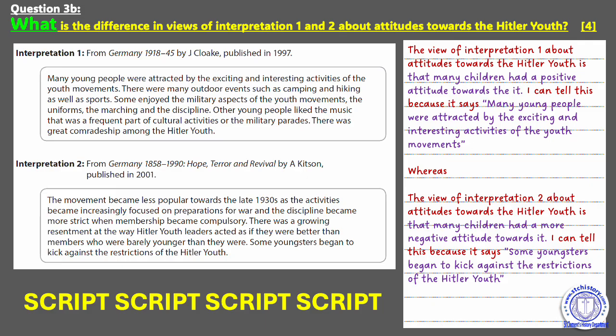The view of interpretation 2 about attitudes towards the Hitler Youth, remember we've got to use the words of the question, is that many children had a more negative attitude towards it. And then the script: I can tell this because it says, and I've just picked out a quote that's a bit negative, some youngsters began to kick against the restrictions of the Hitler Youth. There's our 4 marks, move on.